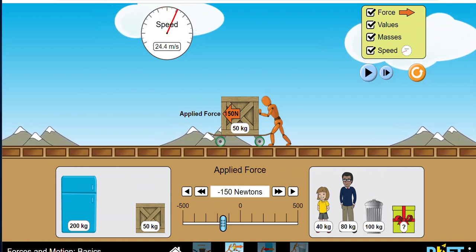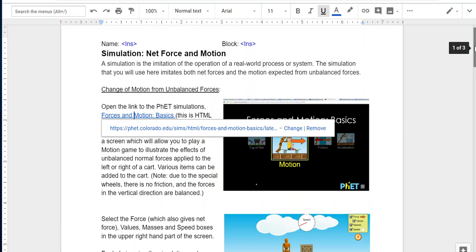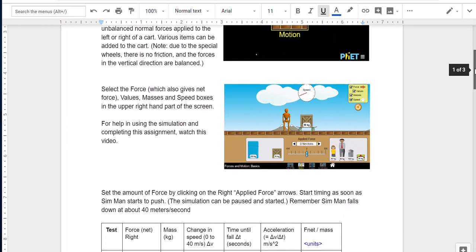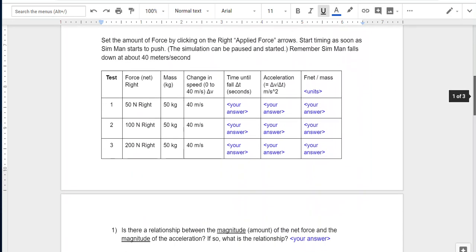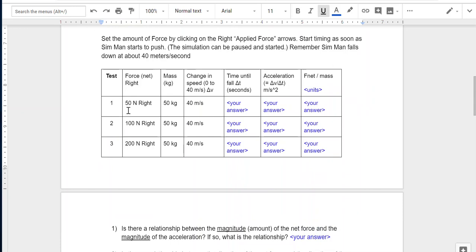Let's go back over to our document. You'll be running 3 tests with 50 newtons, 100, and 200 newtons, all applied to a 50 kilogram mass. Note the time it takes until you fall, starting at 0. How long until you fall with 50, 100, and 200 newtons applied to that 50 kilogram box?